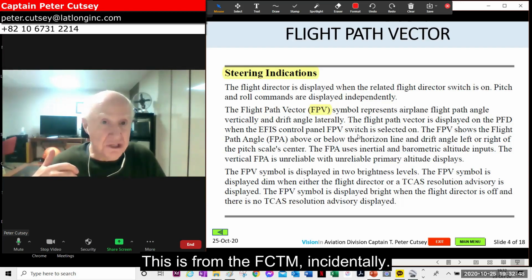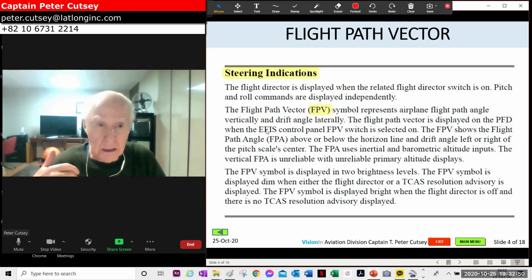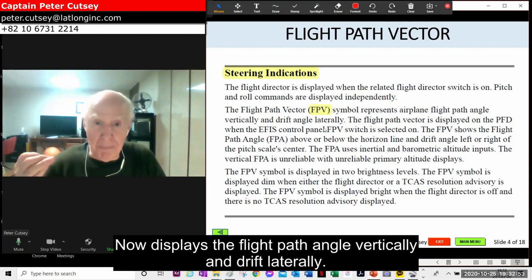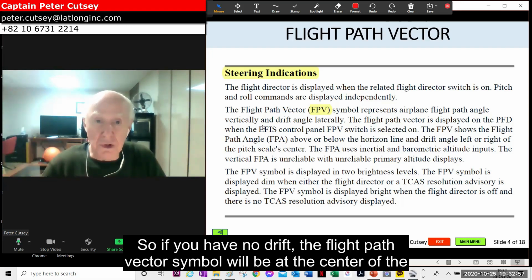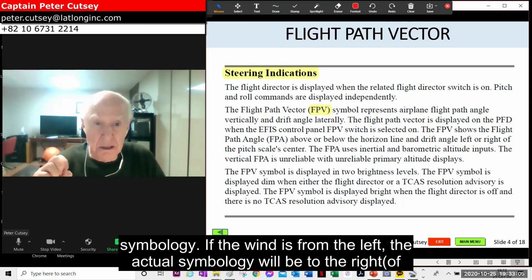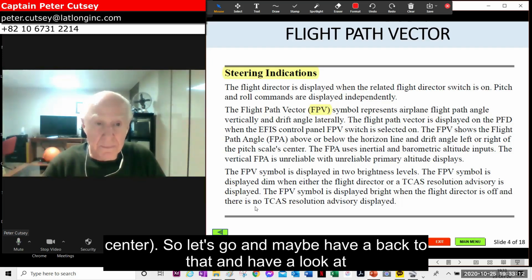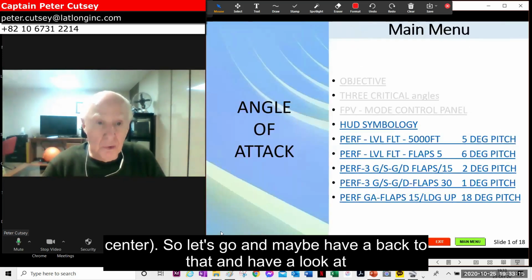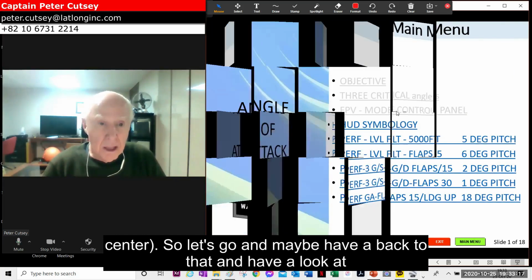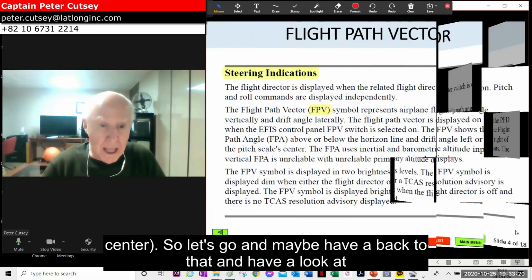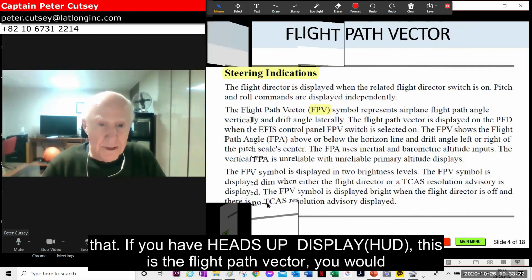This is from the FCTM, incidentally. Now, it displays the flight path angle vertically and drift laterally. So if you have no drift, the flight path vector symbol will be at the center of the symbology. If the wind is from the left, the actual symbology will be to the right. So let's go back to that and have a look at that.